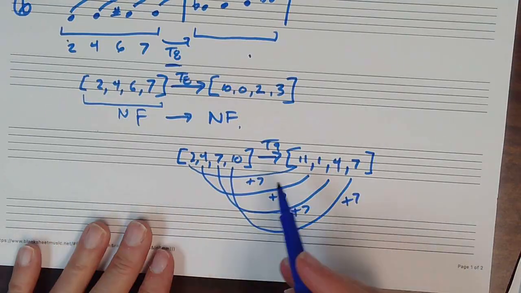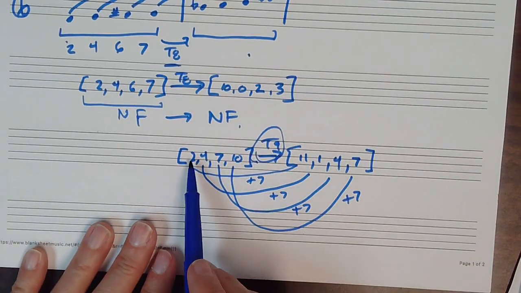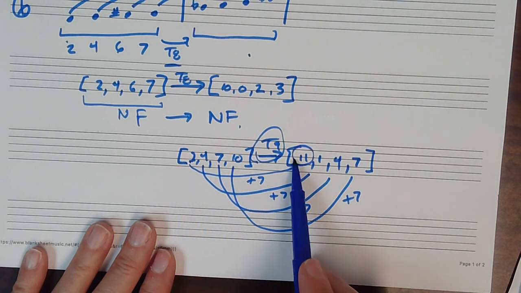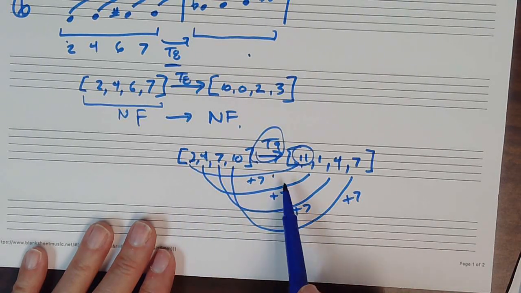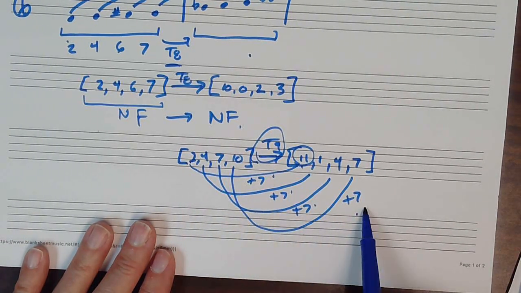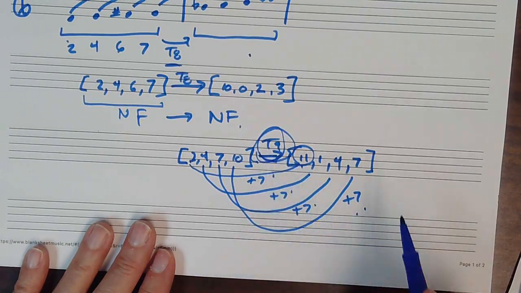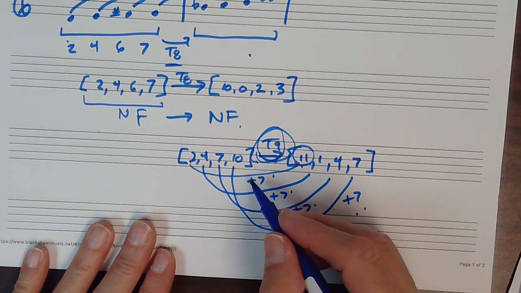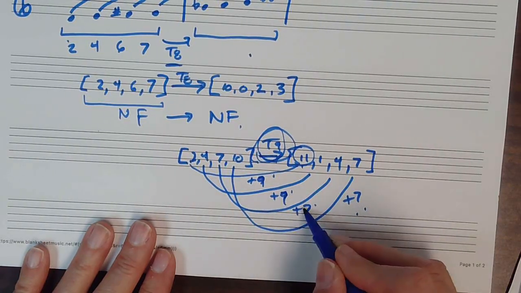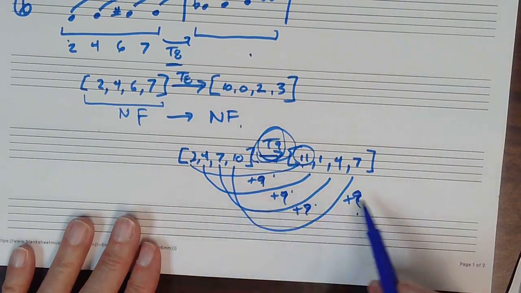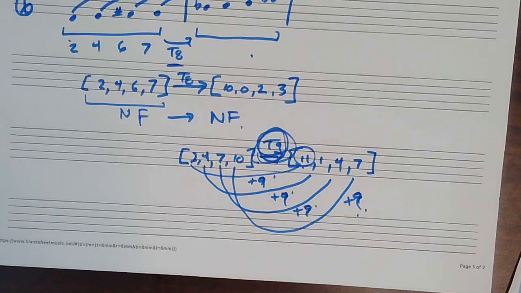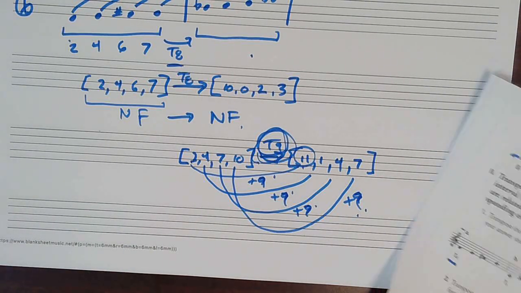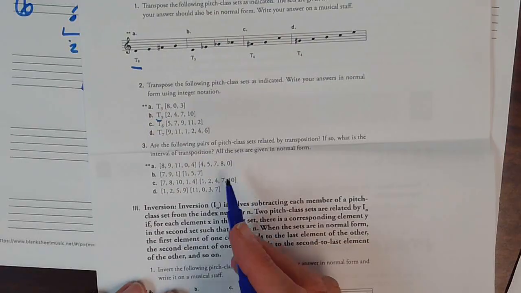This is called mapping. So transposition maps each pitch of the first set onto a pitch of the next set. And since these are all the same, they're all plus 7, this means, oh, sorry, they're all plus 9. My bad. Since they're all plus 9, this is T9. Okay? Easily fixed.